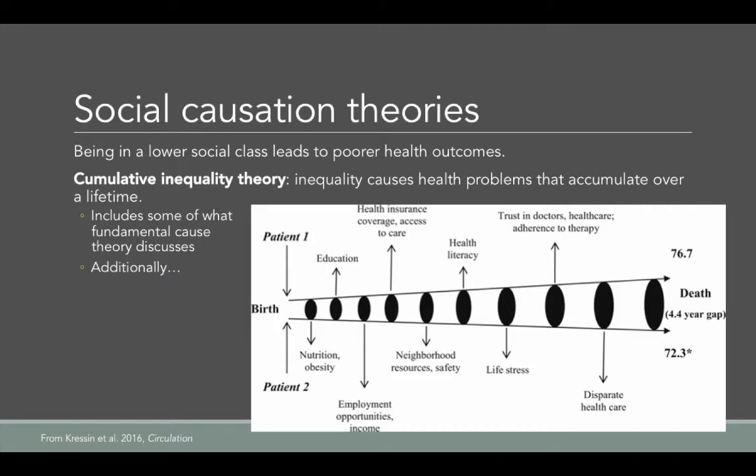For patient 1, it looks like they have accumulated advantages over their life course. They have education, they have health insurance coverage and access to health care, they are health literate, and they trust their doctors. Patient 2, however, looks like they had poor nutrition and obesity at a young age. As they grew older, they had limited employment opportunities, limited income.